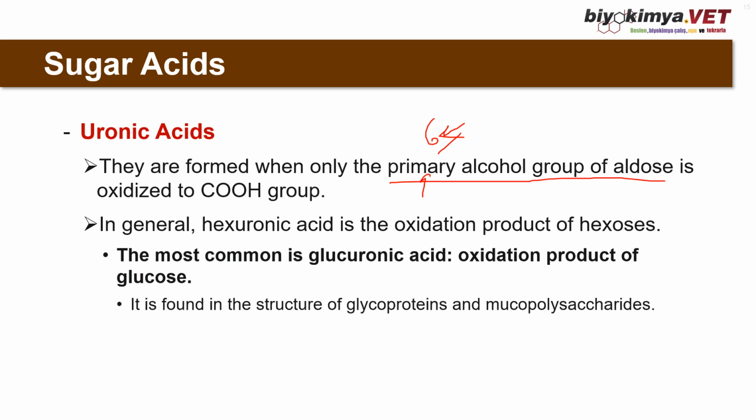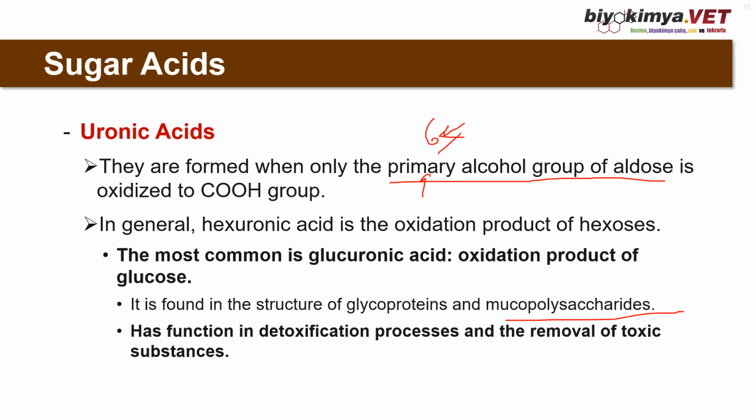It is found in the structure of glycoproteins and mucopolysaccharides. This is the formal name. Nowadays, we prefer to say glycosaminoglycans. And it has a function in the detoxification processes and the removal of toxic substances. And both aldonic and uronic acids form stable intramolecular esters called lactones.